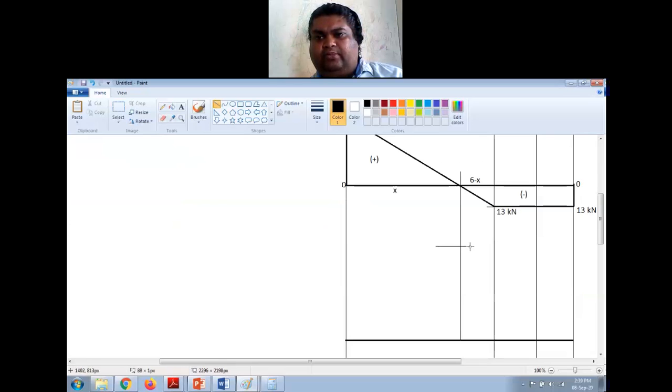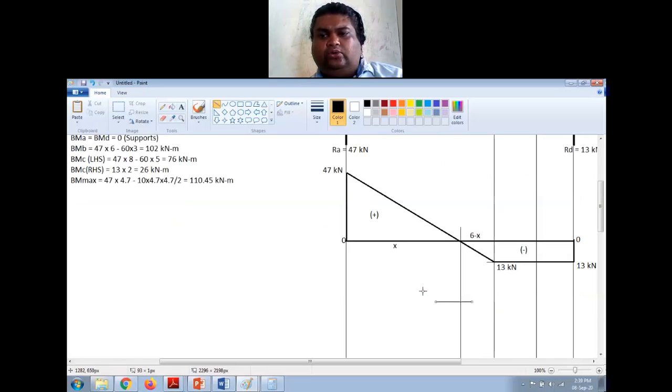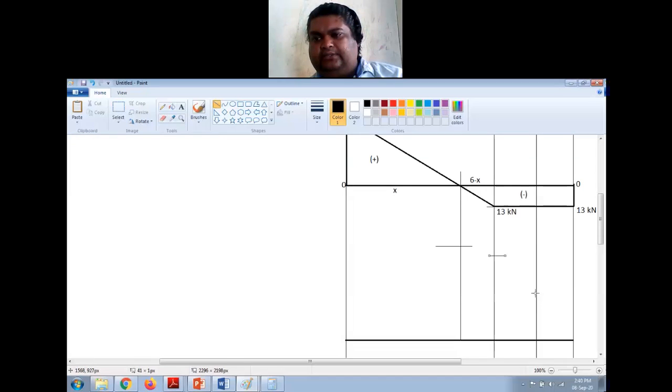So I will just first mark this as 110, and at B, what is the bending moment? 102. So it is very close to that, somewhere here. Then at C, it is 76 and 26. Let us say this is 76 and this is 26. This is 0 and this is 0.